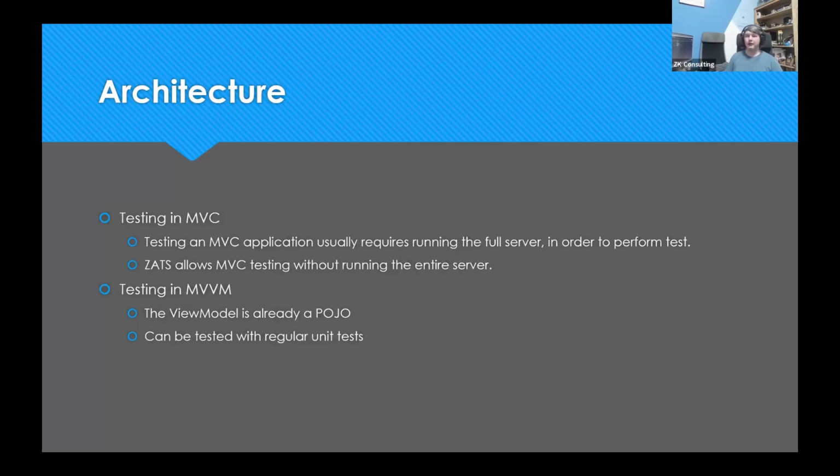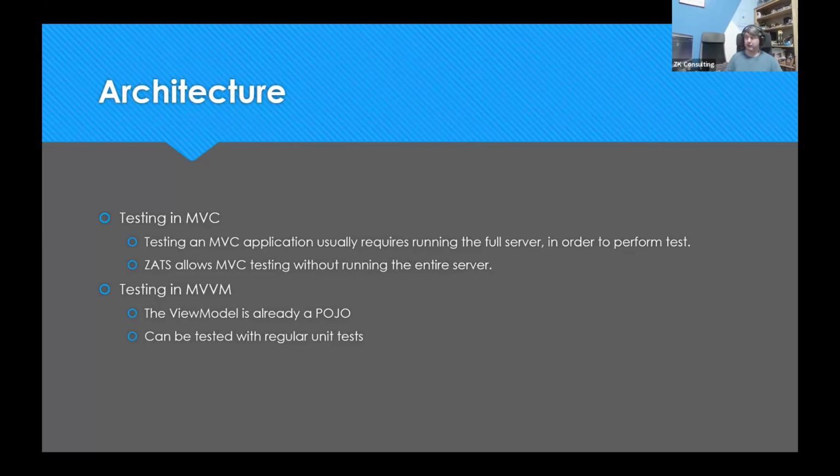Okay, what are we testing? That's an important question. If you're using MVVM in your application, your view model is already a POJO. If your view model is already a POJO, you do not interact with your view or any other layer of the application. So as a general rule, you don't need ZATS to test a view model, because a view model is already independent of other layers. You can just do a regular JUnit test on it and it's going to be fine. You change a value, you test if after changing that value, you get the result you expect.